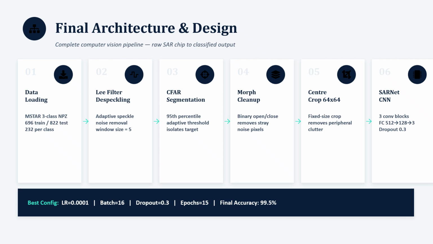3 convolution blocks with batch normalization, followed by 2 fully connected layers trained with the best configuration of LR 0.0001, batch size 16, and dropout 0.3.